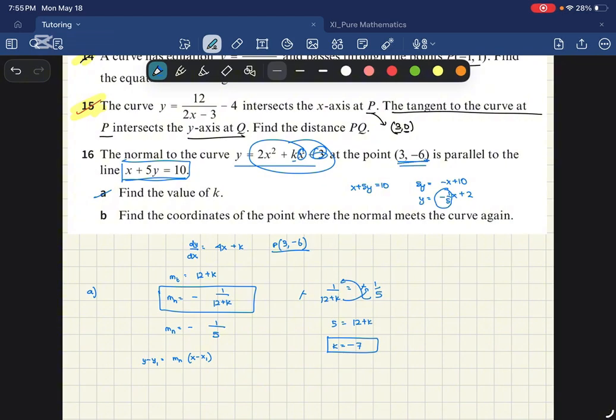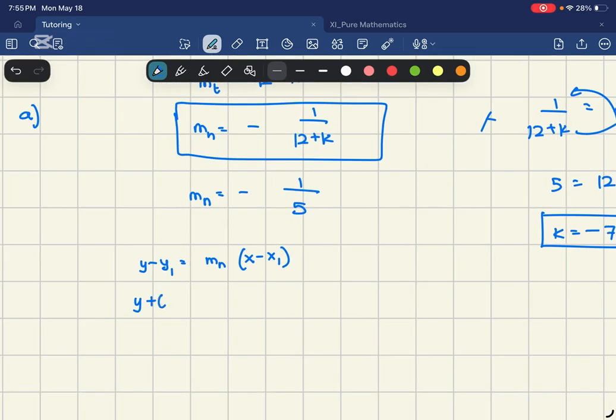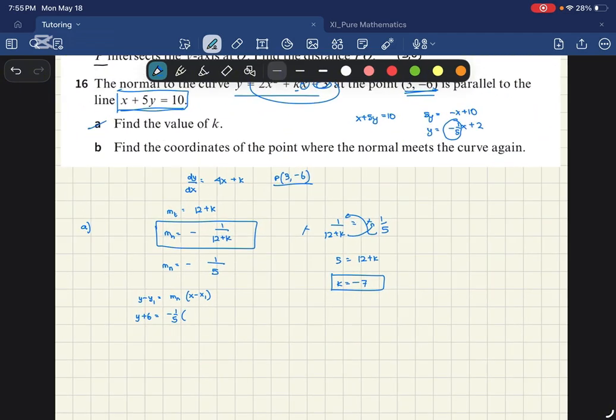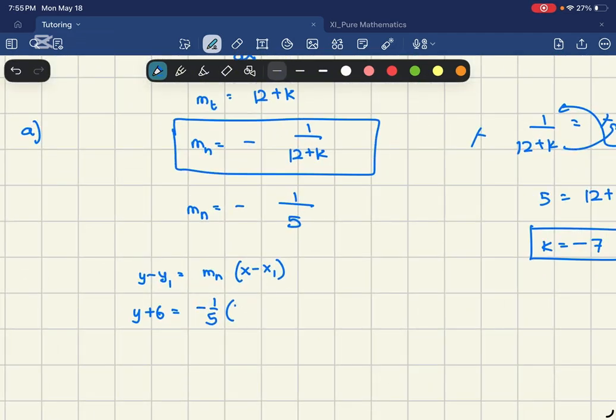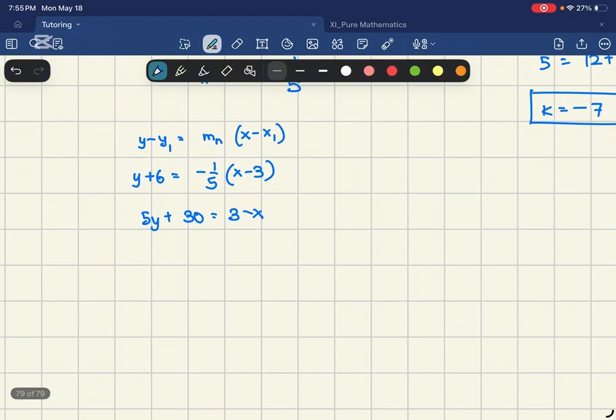This point. So y plus 6 minus 6 is going to give me plus 6. X minus 3, I believe, right? So now if I multiply by 5 on both sides, I get 5y plus 30 is equal to 3 minus x, I believe. So I have 5y plus x is equal to negative 27. I think that is the equation. I believe it is.